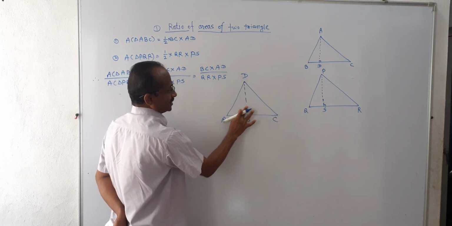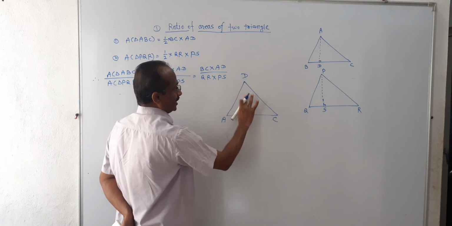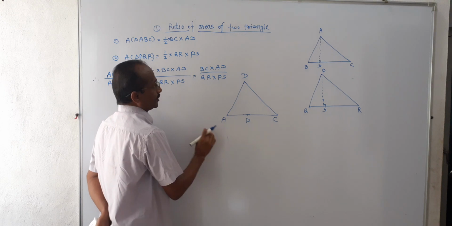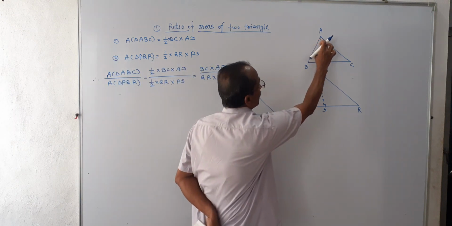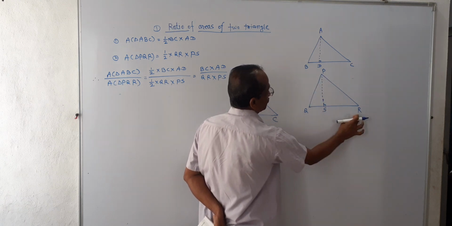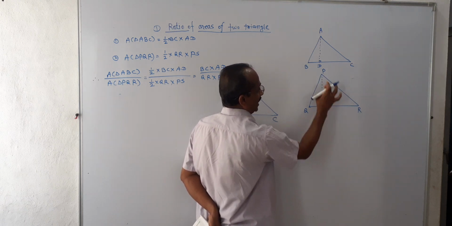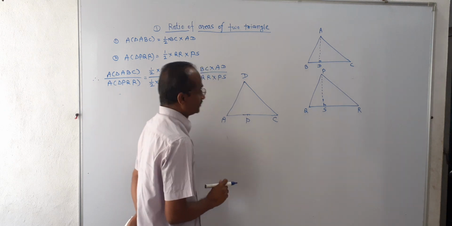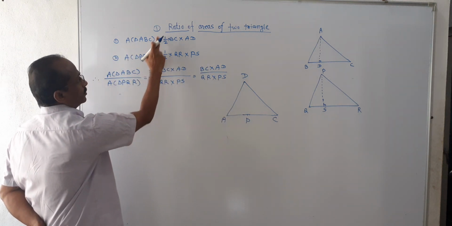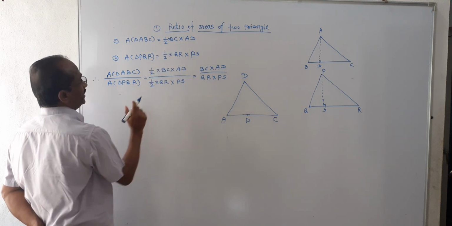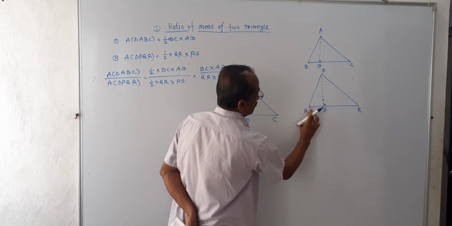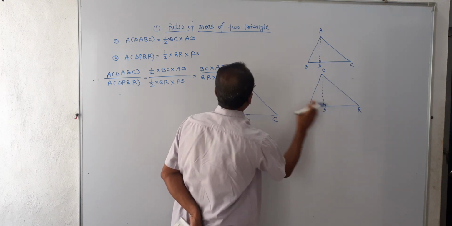So in that sense, each triangle has 3 bases and corresponding 3 heights. For this triangle, AD is the height and BC is the base. In triangle PQR, QR is the base and PS is the height. So here, area of triangle ABC equals half into BC into AD, and area of triangle PQR equals half base QR and height PS.